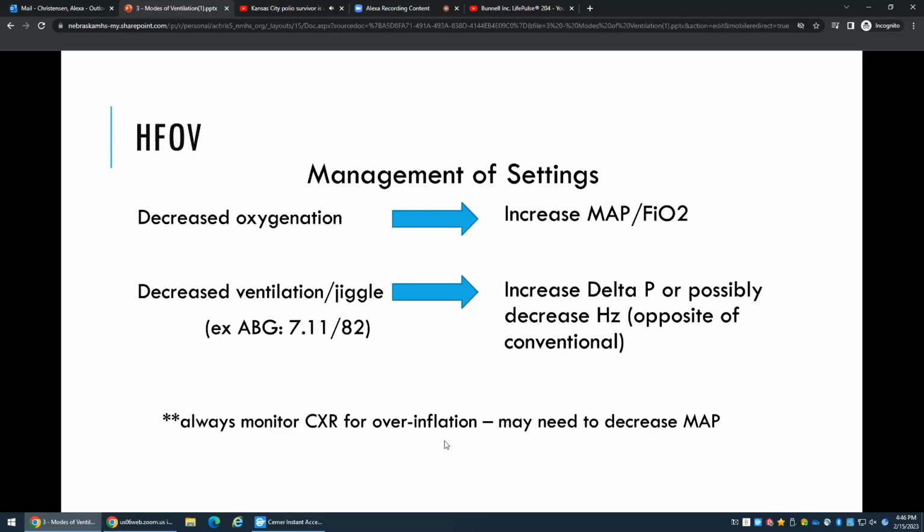So the oscillator, it's considered to be gentle. We want it to recruit those alveoli, but it can be harmful if we're not paying very, very close attention to the x-ray and different things, if that makes sense.